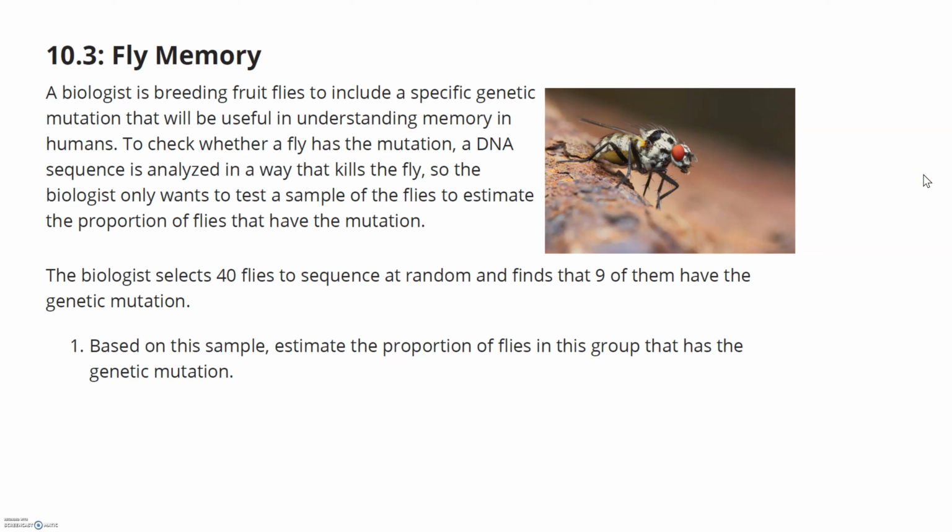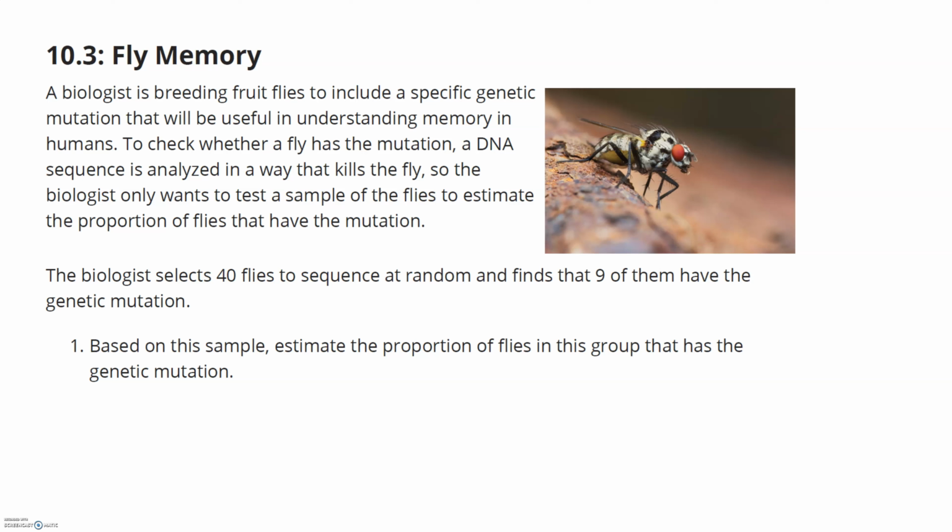We're going to talk about flies. So, fly memory. A biologist is breeding fruit flies to include a specific genetic mutation that will be useful in understanding memory in humans. To check whether a fly has a mutation, a DNA sequence is analyzed in a way that kills the fly. So the biologist only wants to test a sample of the flies to estimate the proportion of flies that have the mutation.